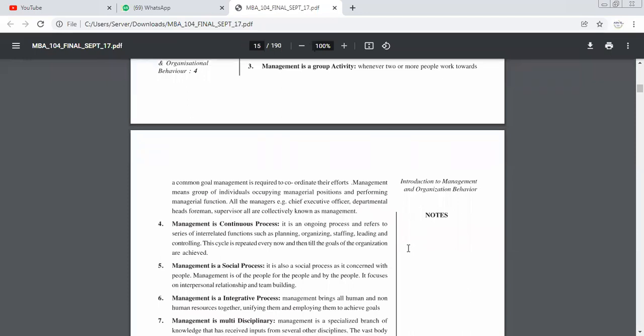Management is a social process. It is also a social process as it is concerned with people. Management of the people, in the people or by the people, it focuses on interpersonal relations and team building. Yes, definitely it's a kind of social process also. Even if you go anywhere, to other states, other countries, there will also be management. Those who have a lack of management, you can see there will be no growth. I mean, those who are not able to manage the work activity properly.